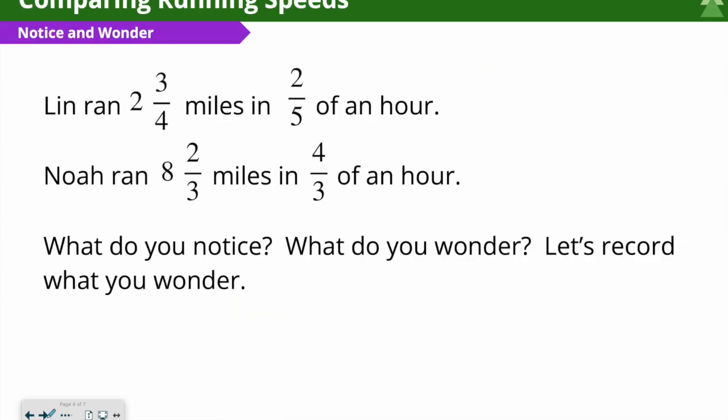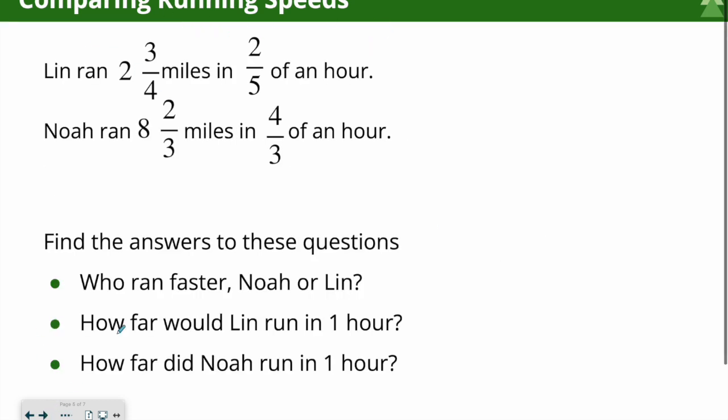Lynn ran 2 3/4 miles in 2/5 of an hour. Noah ran 8 2/3 miles in 4/3 of an hour. So what do we notice? What do we wonder? Well, I notice that 4/3 is more than 1 hour, and Lynn is less than 1 hour. Noah ran a bigger distance, but he also ran for a longer period of time. So some of the things we were wondering is maybe who was going faster, Lynn or Noah? How far would Lynn run in an hour? How far did Noah run in an hour?